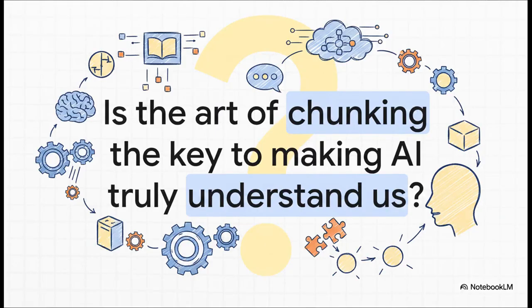So I'll just leave you with this final thought to chew on. As we get better and better at this art of chunking, of structuring our massive libraries of human knowledge for machines, are we just building smarter chatbots? Or are we actually taking the first real steps in teaching these systems to see connections, to reason about information, and maybe, just maybe, to understand us in a more human-like way?